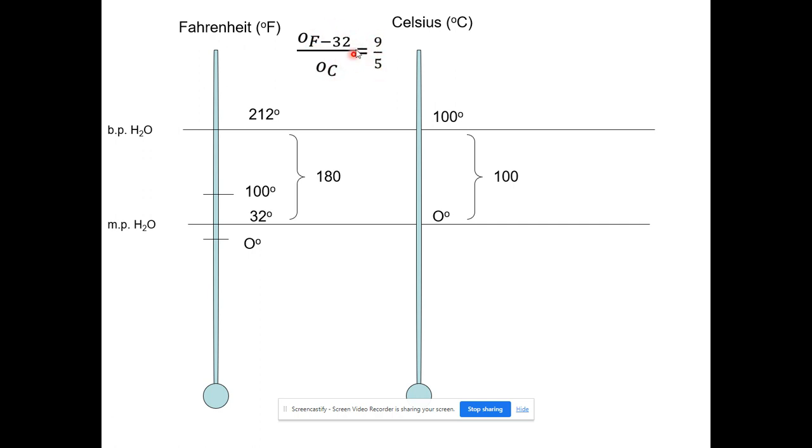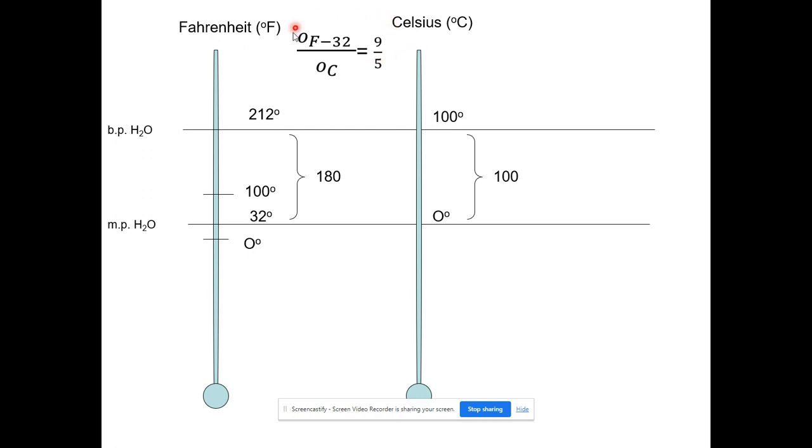Now you'll notice I have a minus 32 on here. The reason I have minus 32 is because we're not starting at the same place, right? The melting point of water on the Fahrenheit scale is 32 degrees. On the Celsius scale, it's 0 degrees. So in order to make them start the same, we're going to take the Fahrenheit scale and subtract 32 from it. So that's where this 32 comes in.